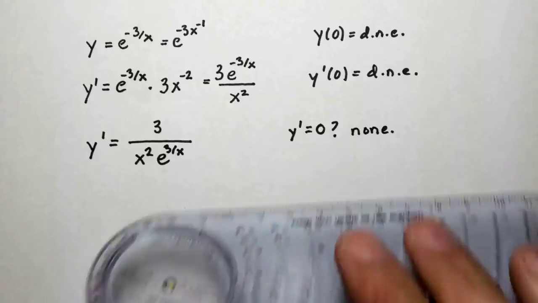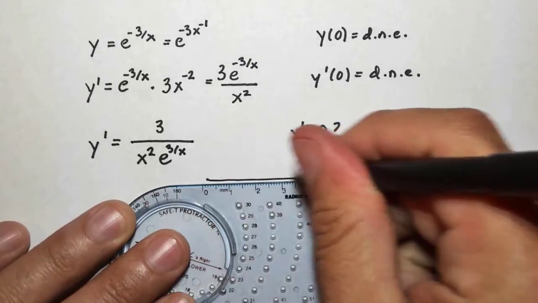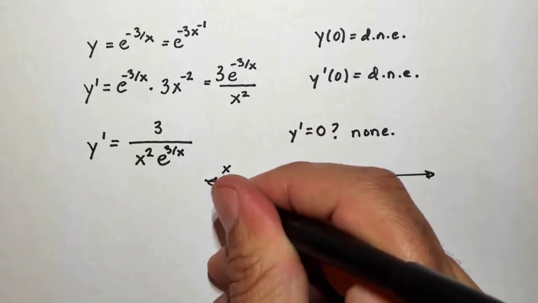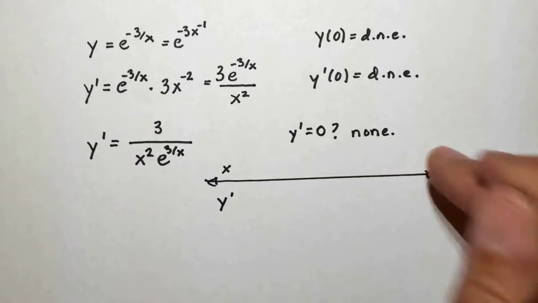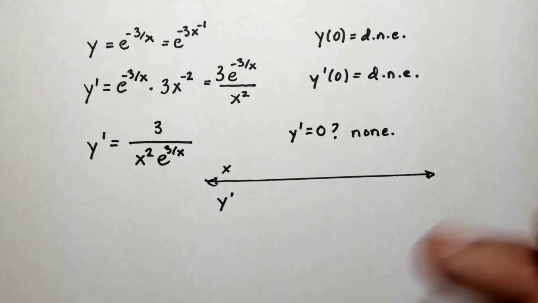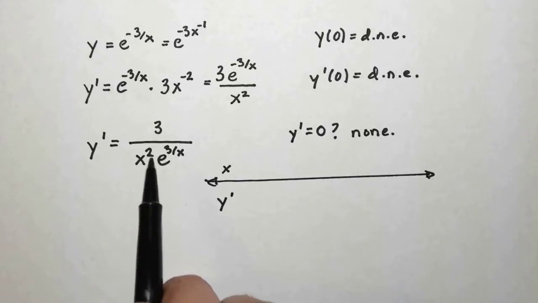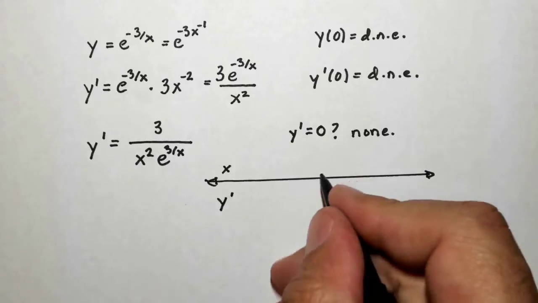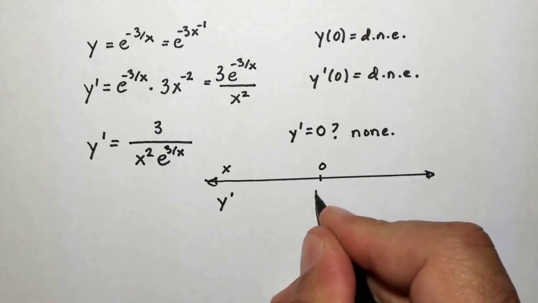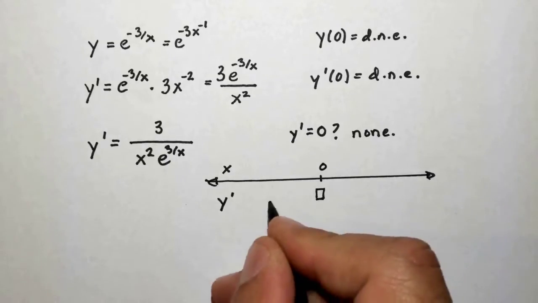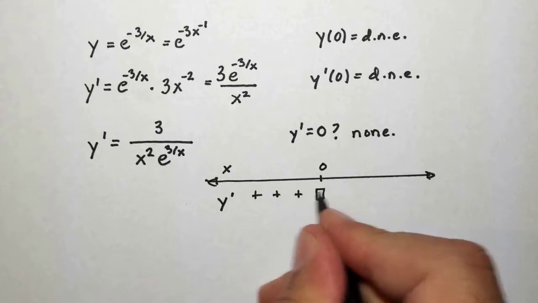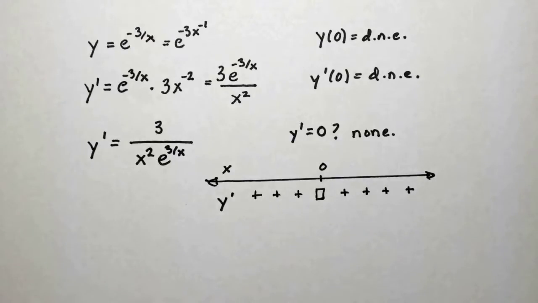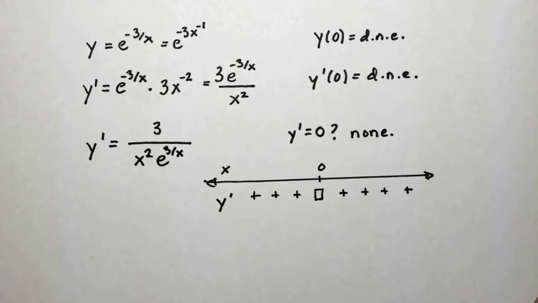If we do make a little sign chart for this, it's going to be a pretty easy sign chart, because there are no points where it is equal to 0 or it is undefined. And if we plug in any value of x, this is always going to be positive, and e to the 3 divided by x is also going to be positive. We know at 0 it's undefined, but so is the original function, and it's going to be positive everywhere. So the original function is going to increase on the entire domain, and we're going to have no extrema.